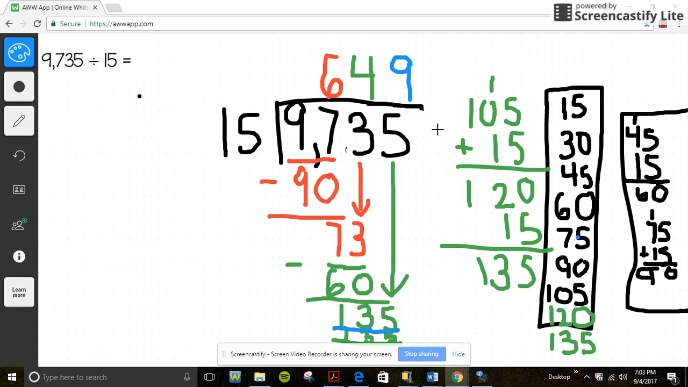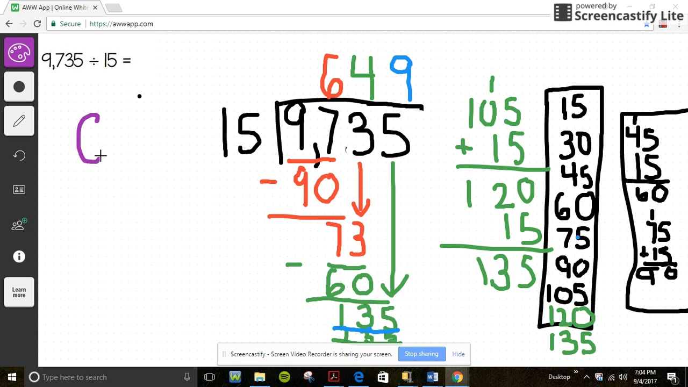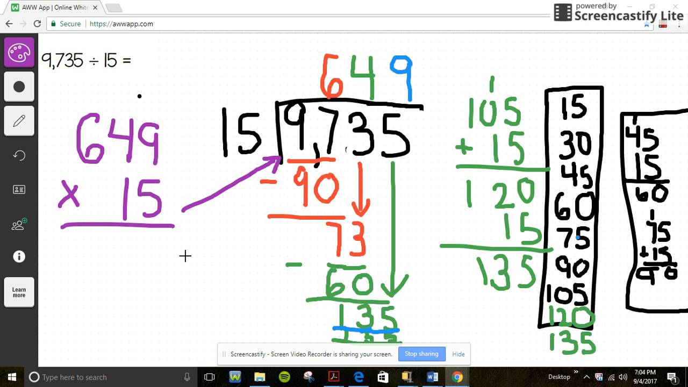So this is how to do standard algorithm. But please do not forget to check your answer. So again, you take your quotient, which I'll put in purple. Our quotient is 649. And we multiply it times our divisor, and it should equal, when we're done, our dividend. If it does not, then we made a mistake either in our division, or we may need to go back and look over our multiplication to make sure that we didn't make a silly mistake there. But this is standard algorithm form.